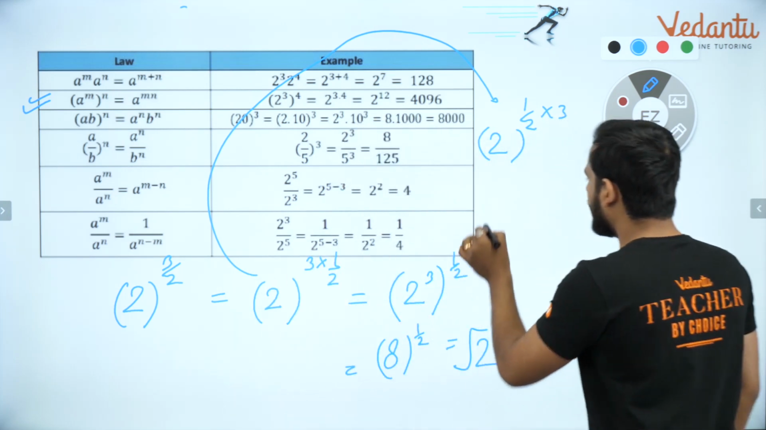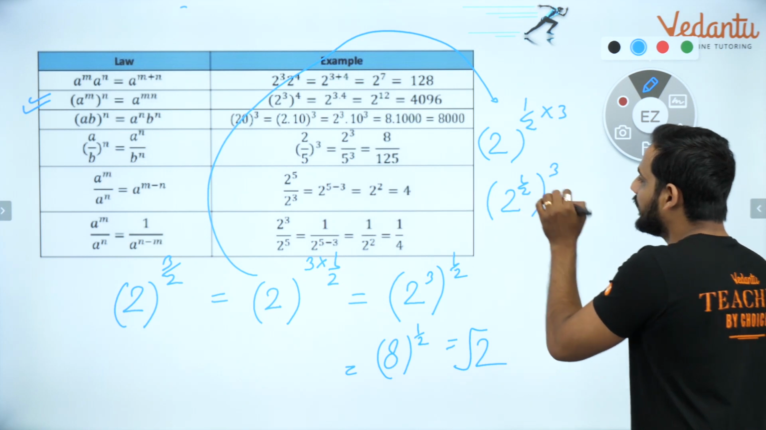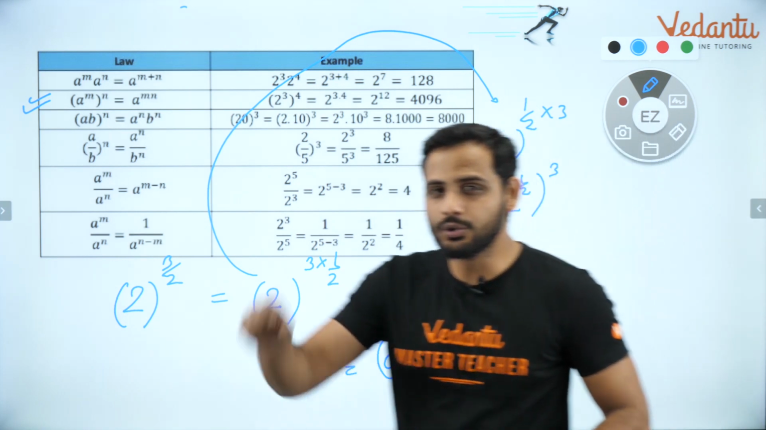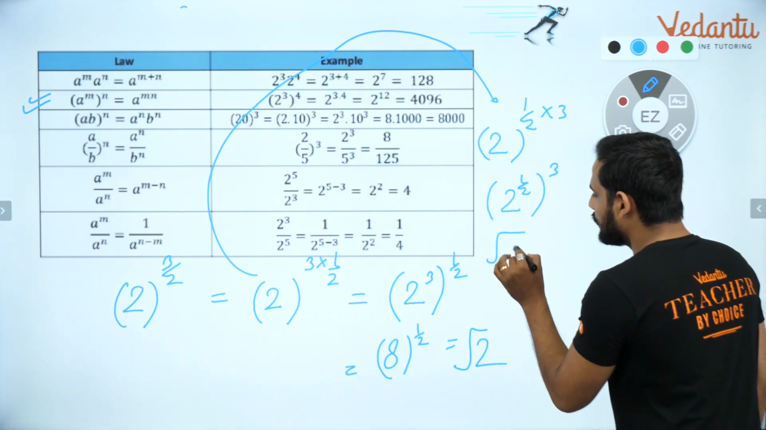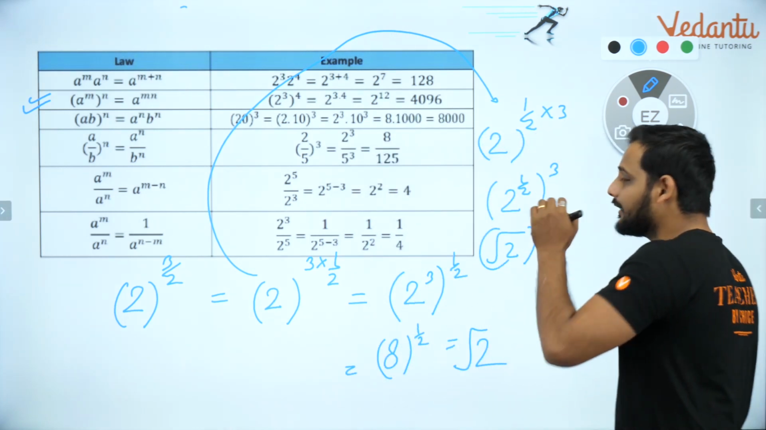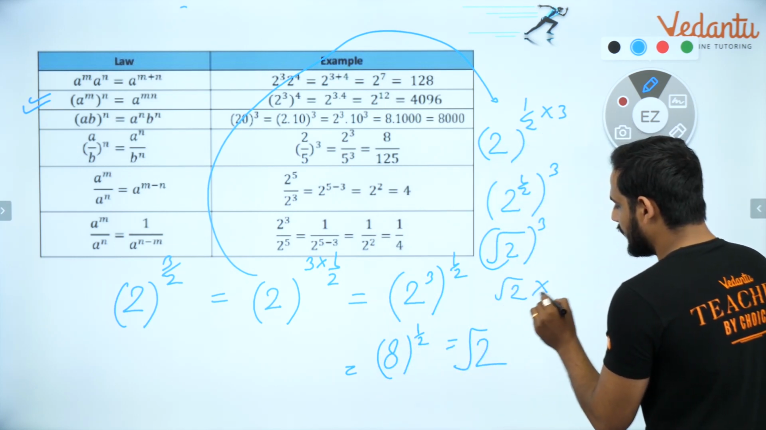So let us do the same thing. Now we will say, sir, 2 raised to the power half raised to the power 3. What is 2 raised to the power half, bacho? 2 raised to the power half is under root 2. Correct? So you will be getting under root 2 cube, and under root 2 cube is under root 2 into under root 2.